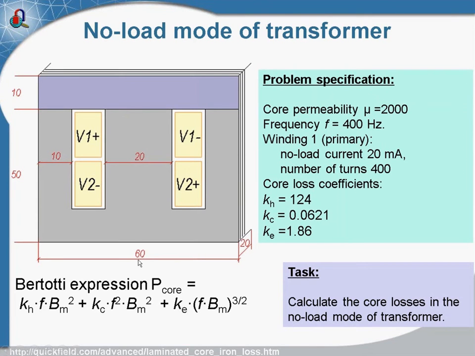The core dimensions are 60 by 60 by 20 millimeters. The transformer operates at the frequency of 400 Hz. The core permeability is 2000. The primary winding contains 400 turns, and each turn carries the current of 20 milliamperes. The core loss coefficients are the following.